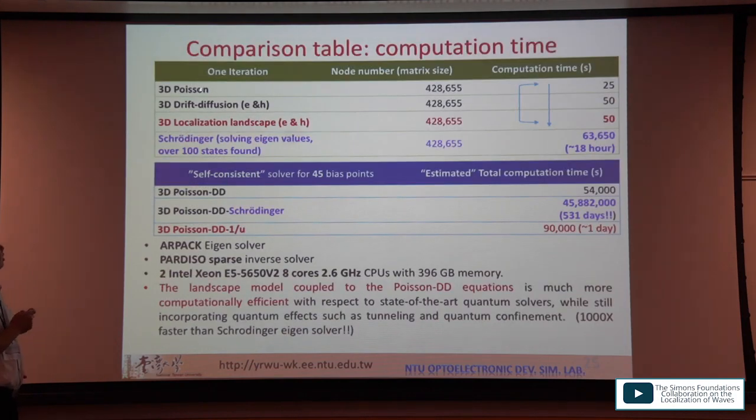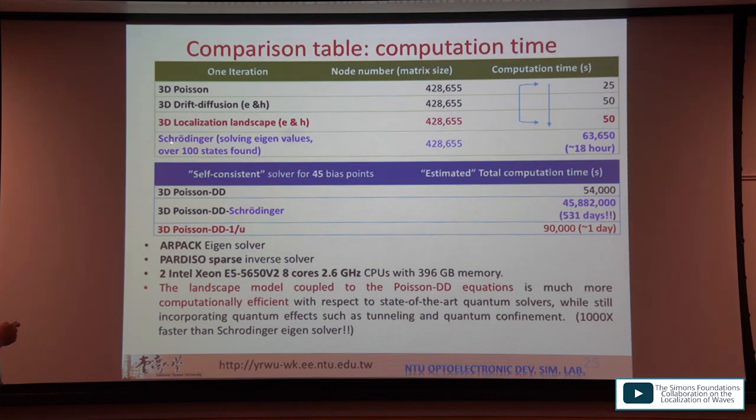In a 3D Poisson problem, because Poisson is a boundary value problem, you just solve the inverse. With this node size, if you want to solve the Poisson with inverse, it takes 25 seconds. And for drift diffusion, there are 2 equations, so it's double, 50 seconds. And the localization landscape is another 2 boundary value problems. So the total time is 125 seconds.